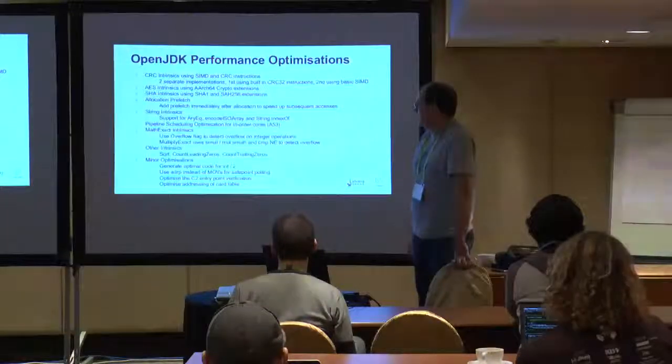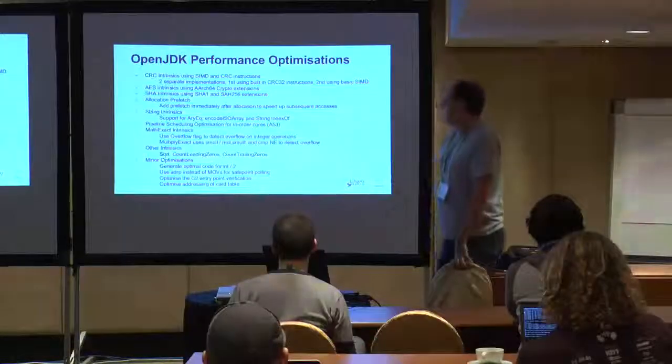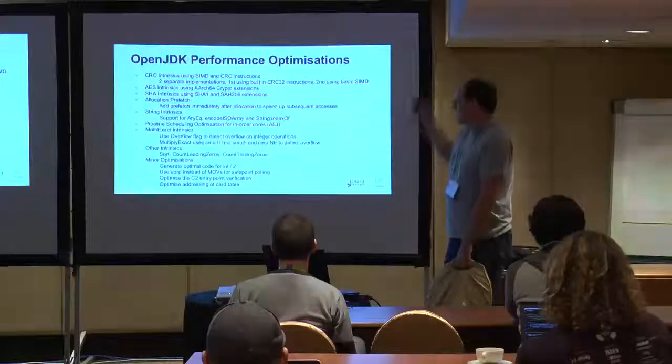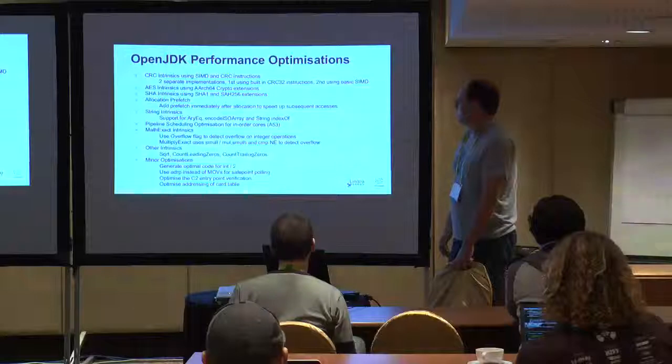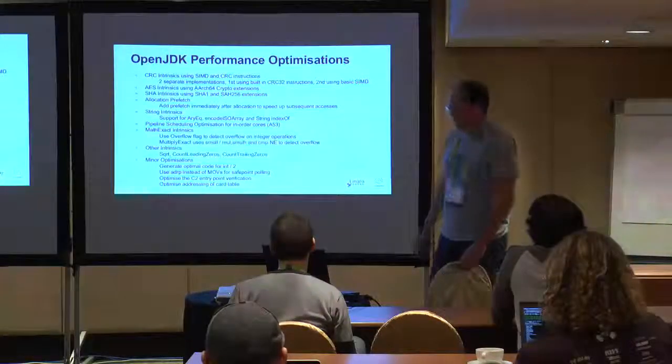The OpenJDK for integer division by 2, using attributes instead of moves for safepoint calling, optimization of the CPU entry point, and optimization of addressing of card tables for garbage collection.